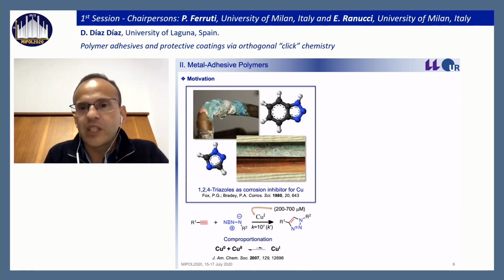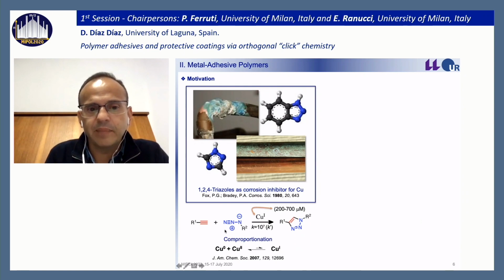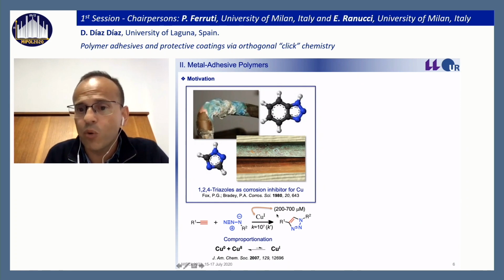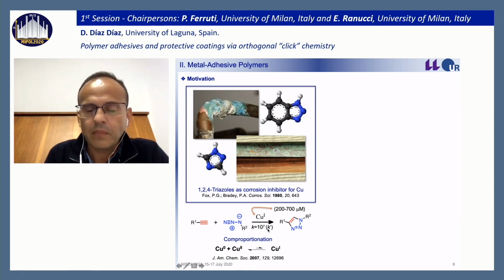And the other thing which is very important is what you see here. This is the cycloaddition reaction. We need a very small amount of copper-1 ion as a catalyst. So in solution, for example, you need between 200 and 700 micromolar to catalyze this reaction and increase the rate up to 10 to the power of 7. This is important because we don't need too much copper-1 ion to move this reaction.